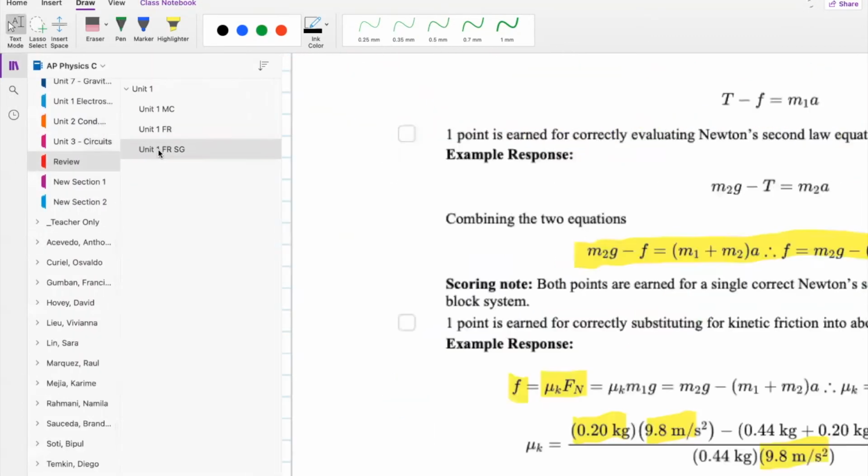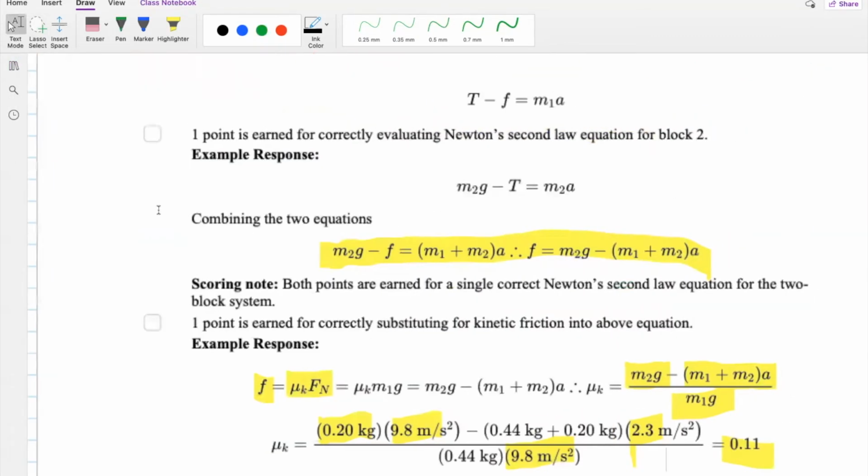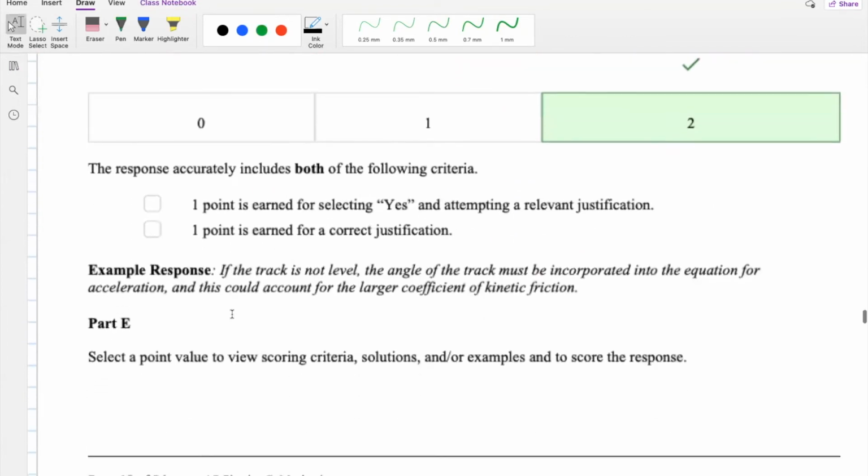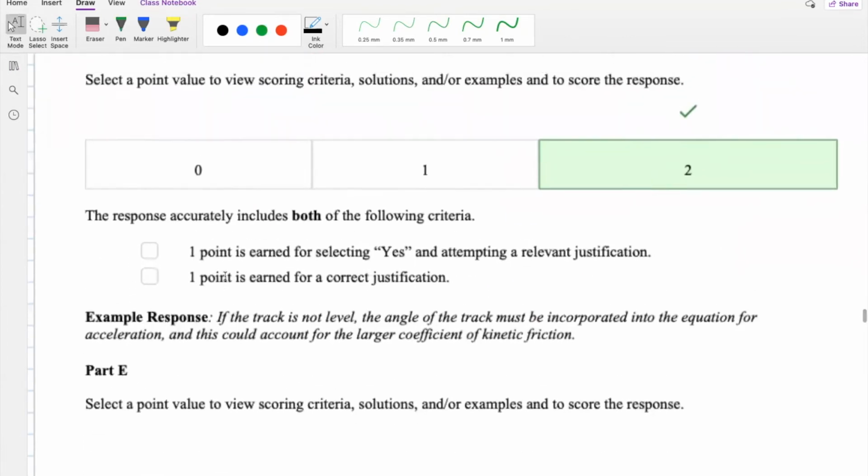Let's go ahead and see here how they worded it in the College Board. So here's their example response. And this was worth 2 points. 1 point is earned for selecting yes and an attempt at a relevant justification, and then 1 for the correct justification. If the track is not level, the angle of the track must be incorporated into the equation for the acceleration, and this could account for the larger acceleration.